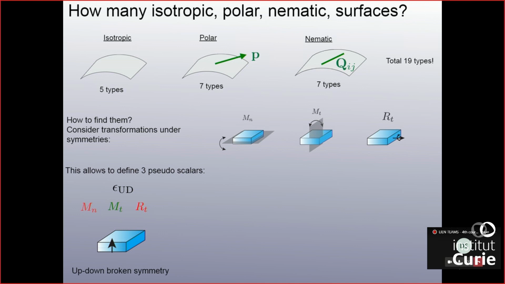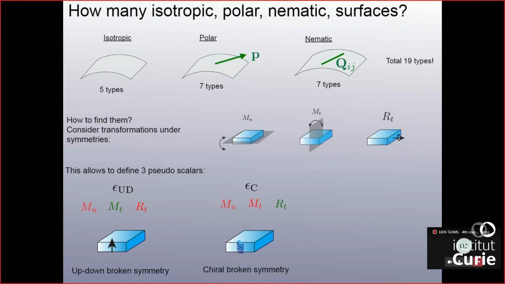And if I do this, I find that there are 3 pseudoscalars that can be associated to a surface. Okay, what do I mean by this? A pseudoscalar is a number which quantifies a broken symmetry, and it's a pseudoscalar because it doesn't transform in the same way under different symmetries. One of them is epsilon up-down. It describes the up-down broken symmetry. If it vanishes, it means that there's no difference between the up and down of the surface, and if it takes a non-zero value, it says that now one can distinguish up and down.